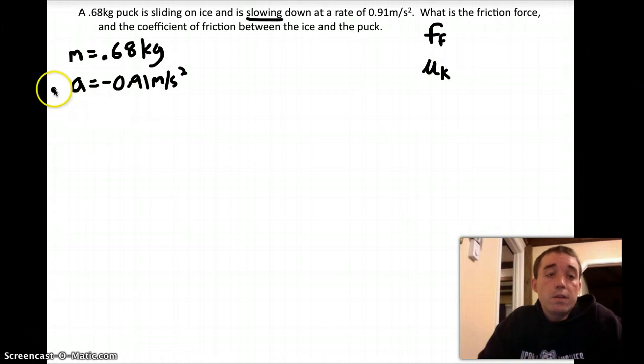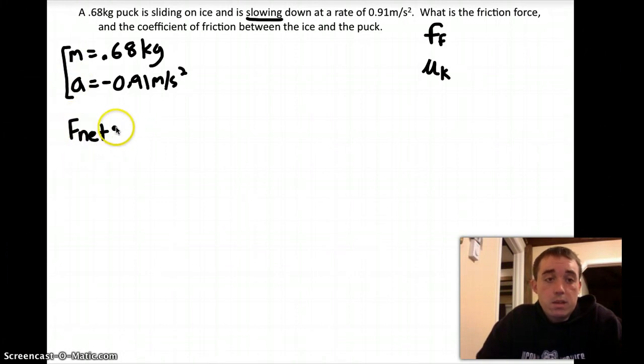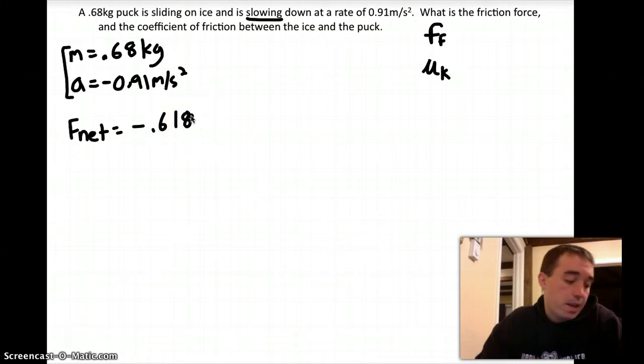Alright, so first, a couple of different directions you can go, but when I see mass and acceleration, I automatically calculate the net force. The net force, which by Newton's second law is 0.68 times 0.91, which is negative 0.6188, so 0.619 newtons. Alright, so what do we do with that?